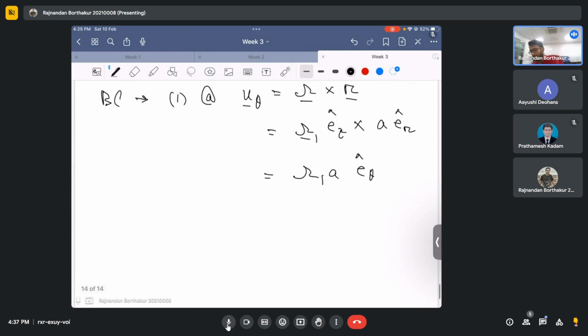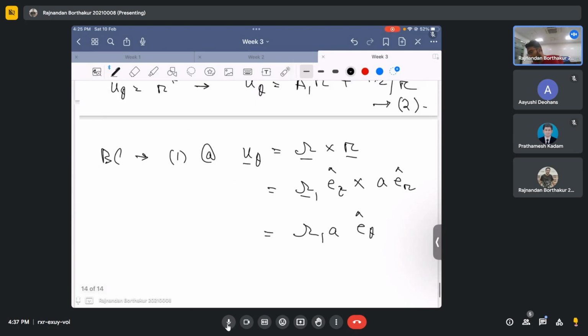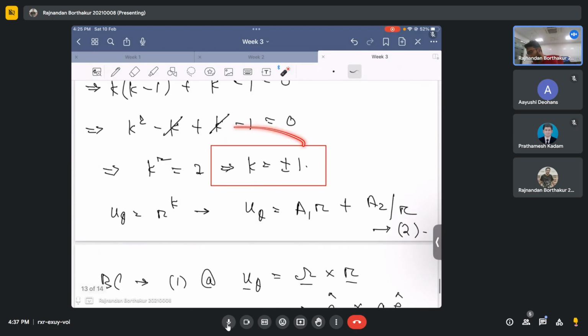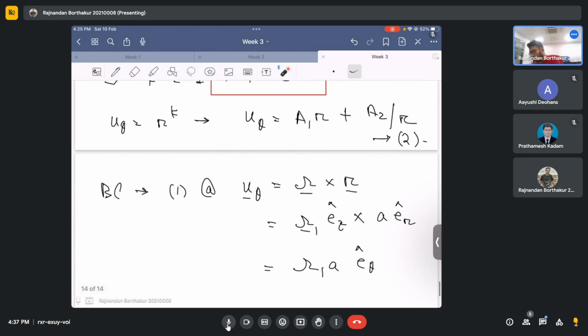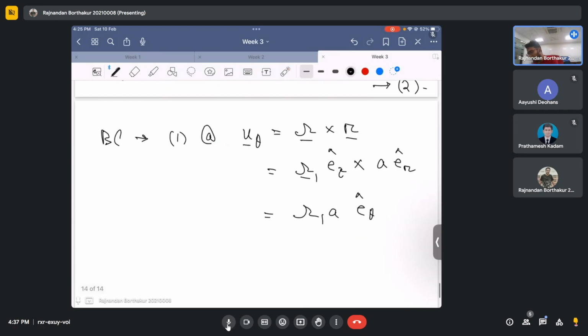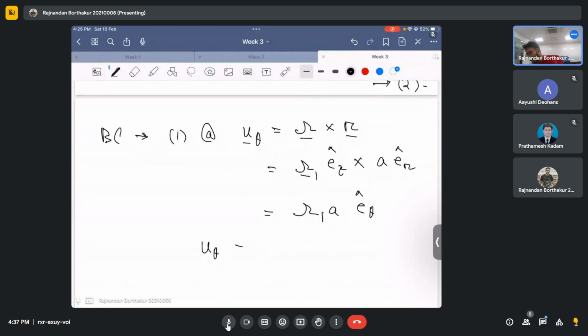And since we are explicitly interested in the theta direction only, that is, we are solving the Navier-Stokes equation in the theta direction only, we can rest assured that the magnitude of u theta will be just omega 1 into a. I hope this is clear to everyone. How did we get this u theta to be equal to omega 1 a?